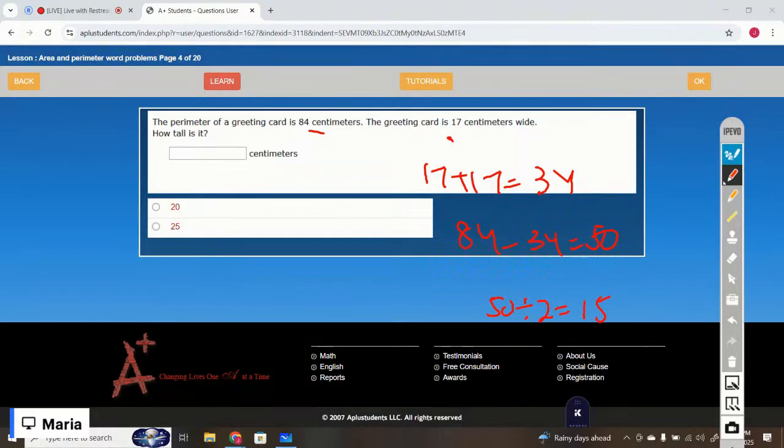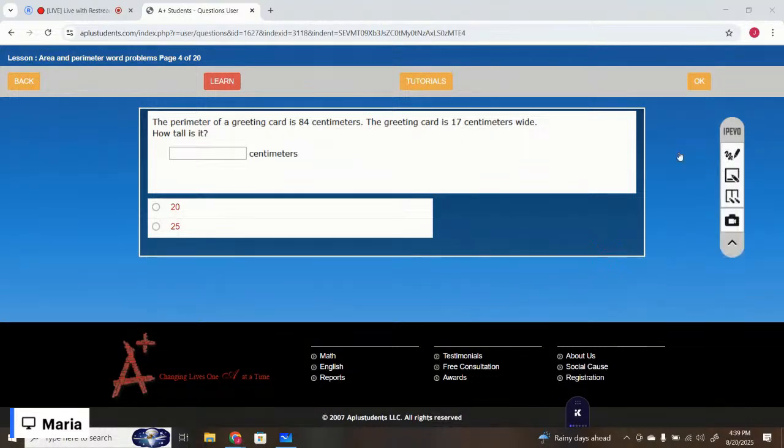So the correct option is 25, sorry, not 15. Option number 2 is the correct option, that is 25.